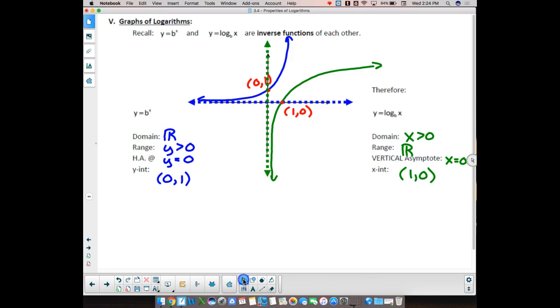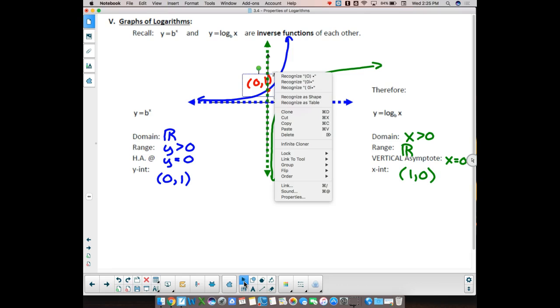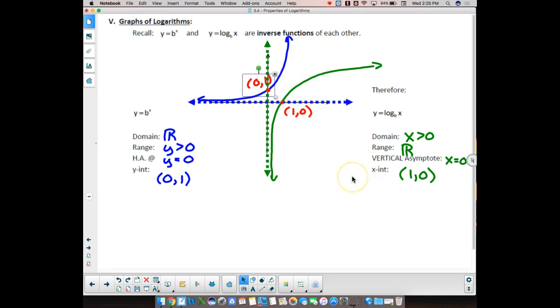Okay. Whoa, way too far to the back. Oh well, I tried. Okay?